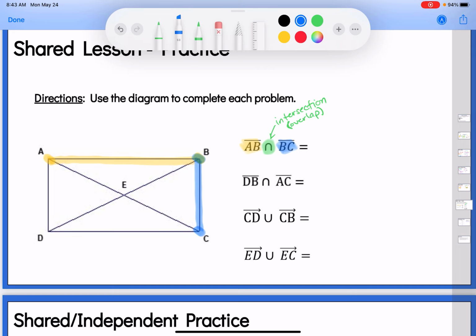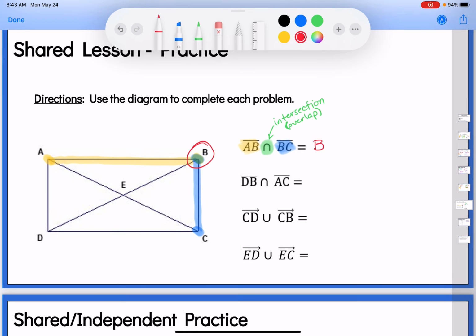So I'm looking for, where do they overlap? What do they have in common? What's double colored? Well, that would be the point B. That's the only thing that's double colored, right? So the intersection of segment AB and segment BC is the point B. Now, you probably didn't even think to look at that picture for that, but you're going to have to start looking for those types of things as we get farther on in the year, and it'll make more sense in a couple of lessons. But this is training your brain before we make you do the work.